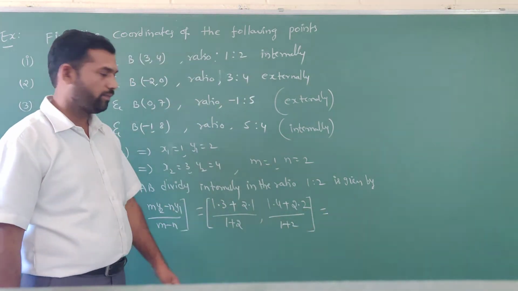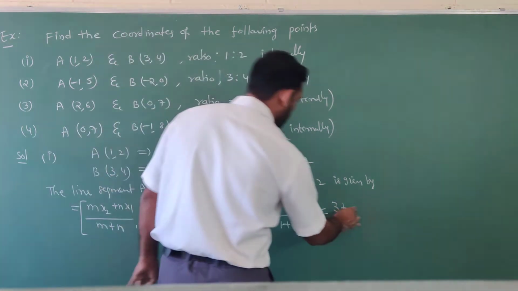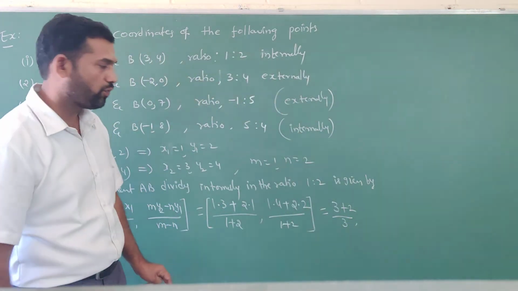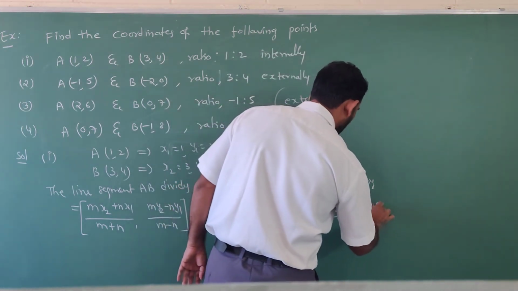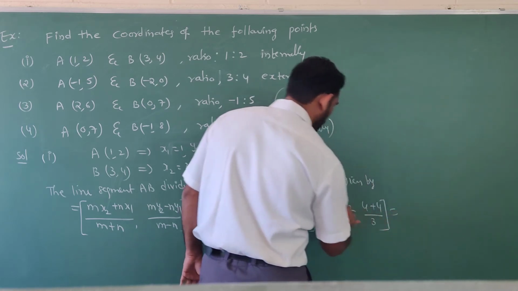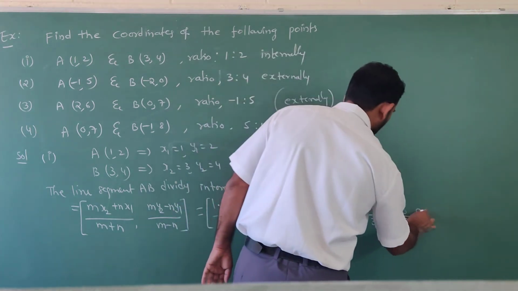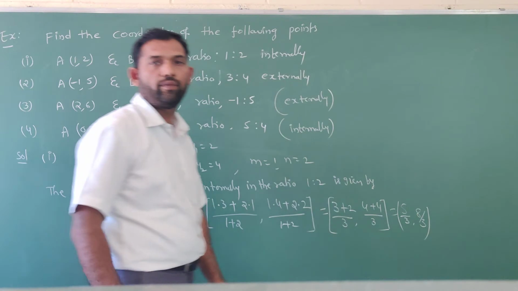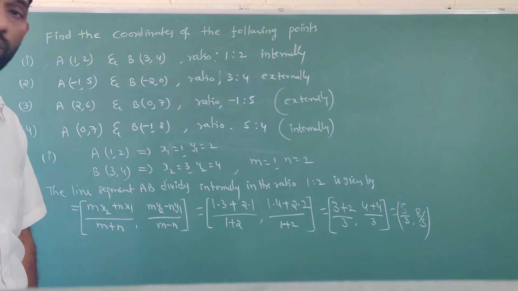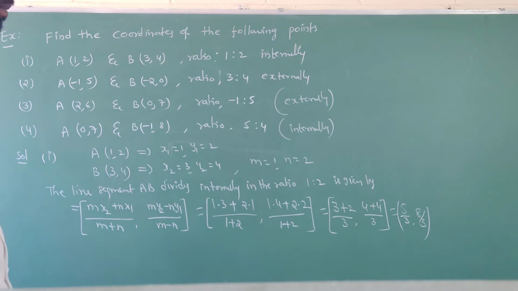So 1 into 3, 3, plus 2 into 1, 2, divided by 1 plus 2 is 3. Next point, 1 into 4, 4, plus 2 into 2, 4, divided by 1 plus 2. So this one, 3 plus 2, 5, 5 by 3, comma, 4 plus 4, 8, 8 by 3. So this point is dividing the line segment AB in the ratio 1:2 internally. So what are the coordinates? (5/3, 8/3).